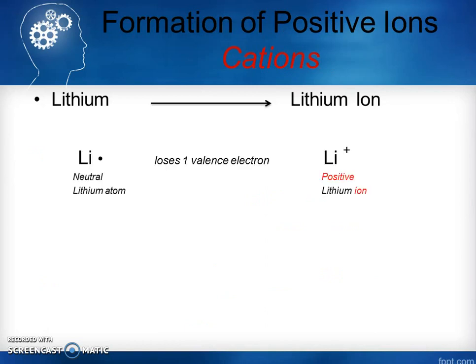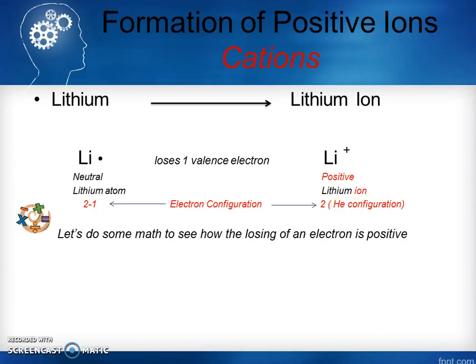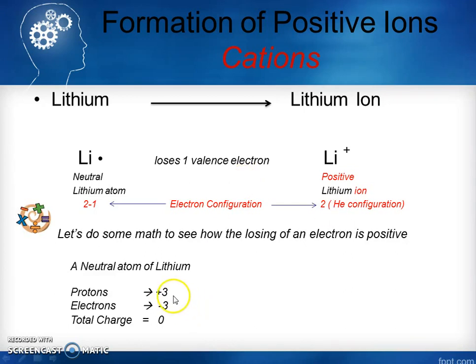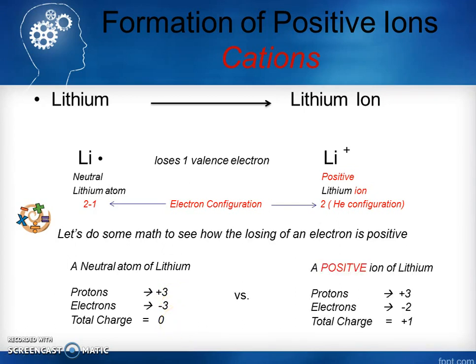Lithium, a neutral atom, has 1 valence electron. It wants to lose that, and when it does, it gets the electron configuration of helium, the first noble gas. Let's do the math to see how it becomes positive. In a neutral atom of lithium, we've got 3 pluses and 3 negatives, so we get a charge of 0. As soon as it loses 1 electron, you still have 3 pluses, but now you only have 2 negatives, which leaves you with a charge of +1.